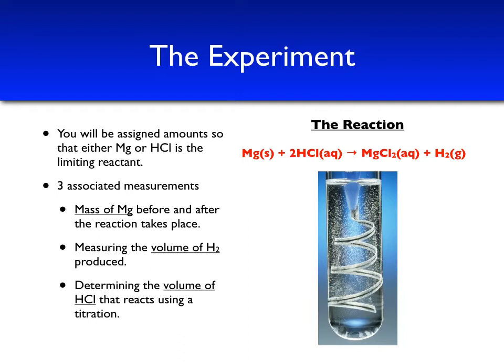This requires 3 associated measurements. The measurement of the mass of magnesium before and after the reaction takes place, the measurement of the volume of hydrogen produced during the reaction, and finally, determining the volume of our HCl solution that reacts, which we'll do using a titration.